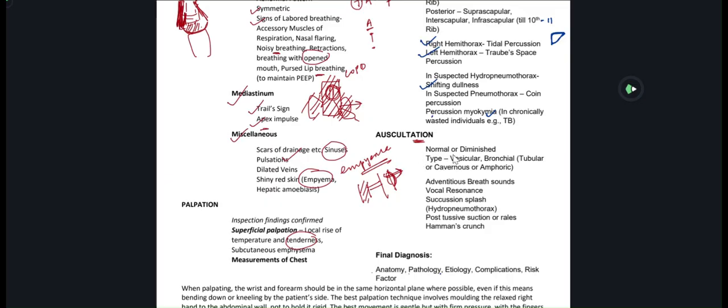Vesicular, yes, then what kind of sounds were heard? So you have to mention whether it was vesicular, bronchial, tubular, cavernous, or amphoric. Then if any adventitious breath sounds were heard, for example, crepts or wheezing. And then vocal resonance, then succussion splash, with some specific kinds like succussion splash, post-tussive suction, and Hamman's sign. So let's talk about what they are exactly, one by one, coming back to our notes.